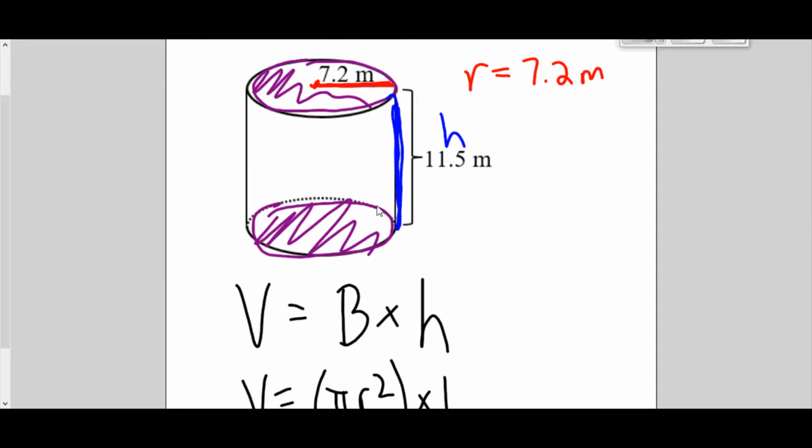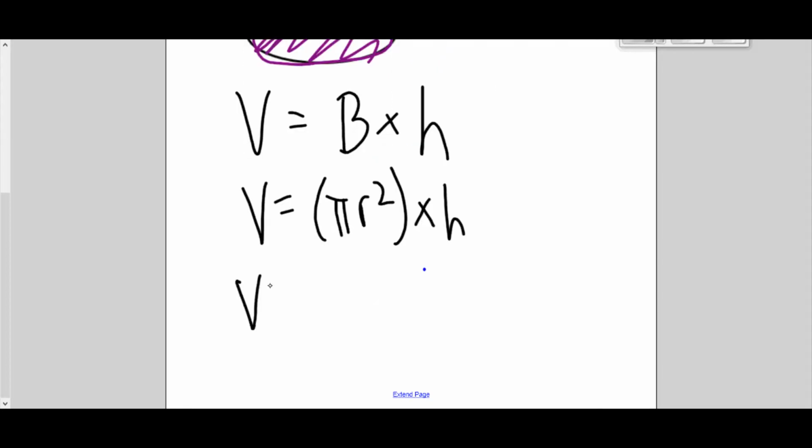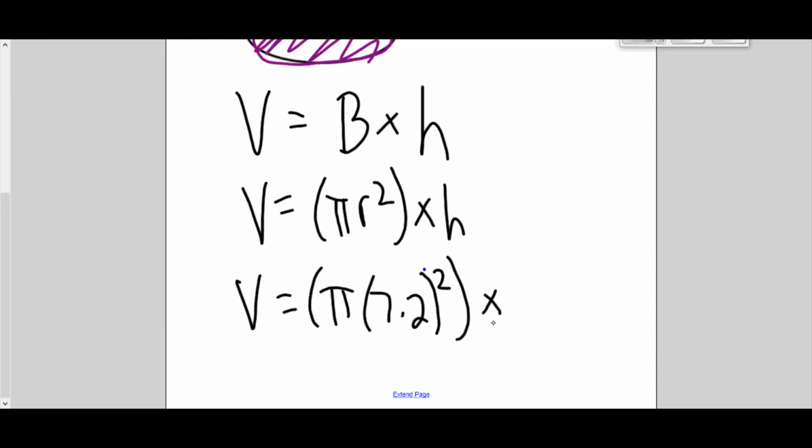So I'm just going to plug those into my formula. The radius is 7.2 and the height is 11.5. So the volume equals pi times 7.2 squared times the distance between those two circles, which we said was 11.5. We're going to simplify this quite a bit before we plug it into the calculator. If you need to, pause the video for a second and then copy this down.